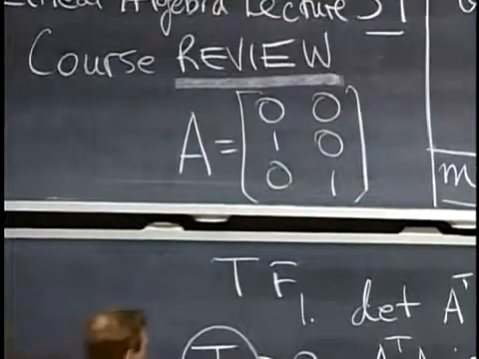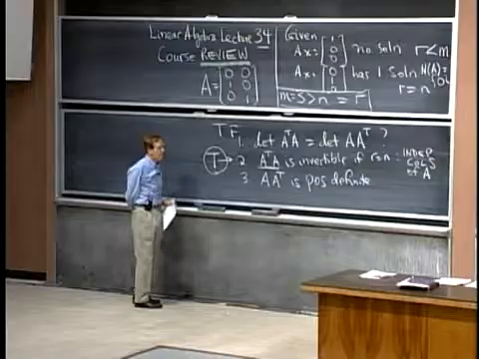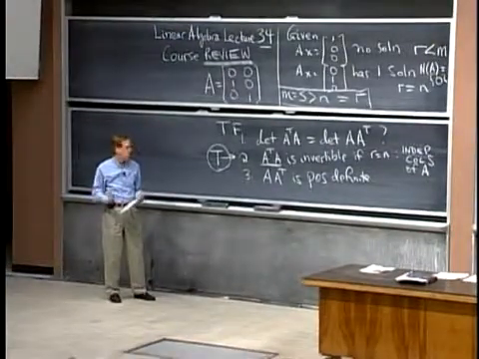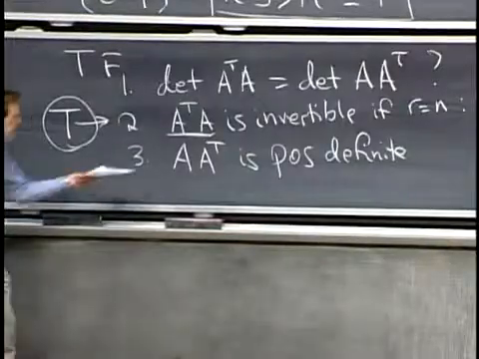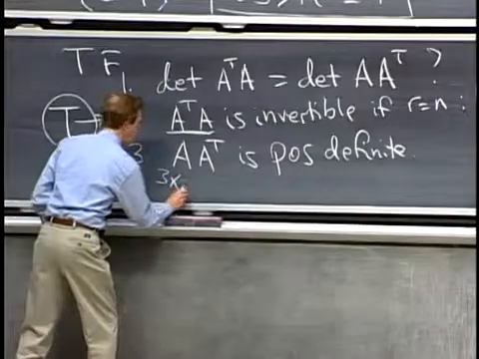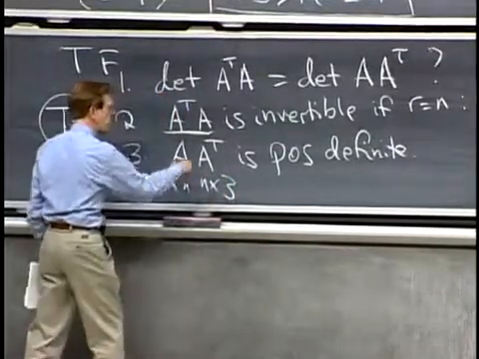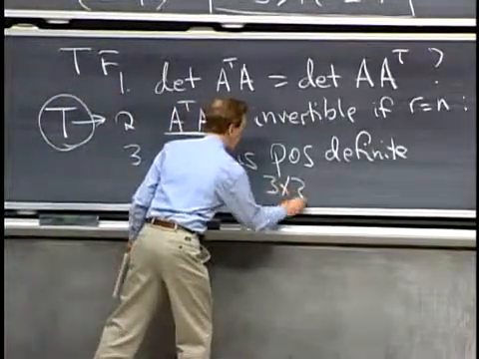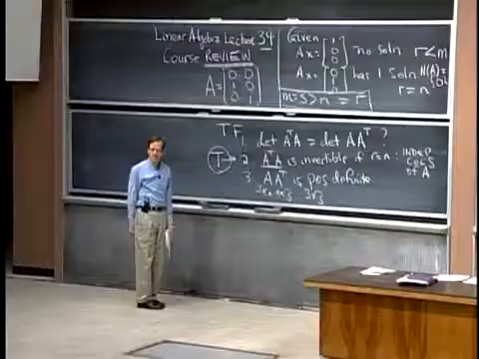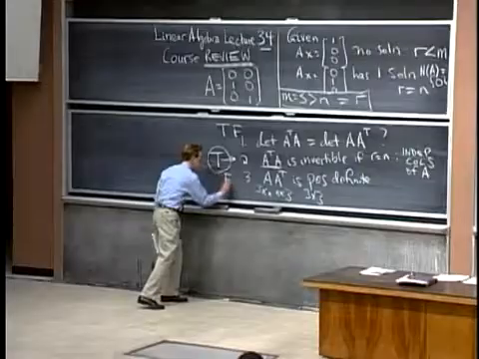Okay, what about AA transpose? Well, depending on the shape of A, it could be good or not so good. It's always symmetric, it's always square, but what's the size now? This is 3 by n, and this is n by 3. So the result is 3 by 3. Is it positive definite? I don't think so. False.